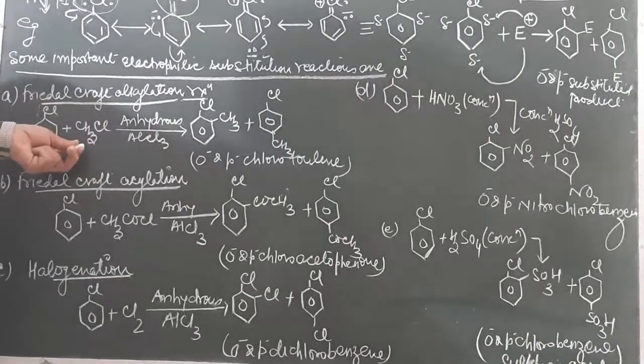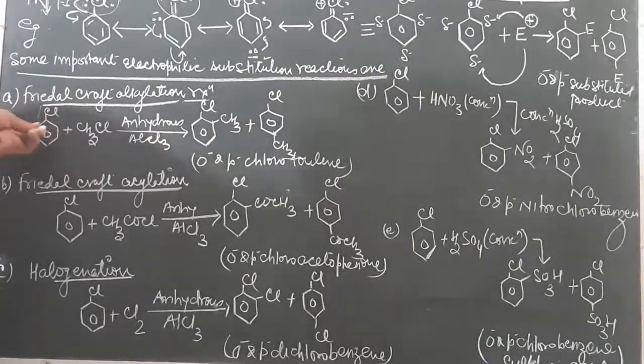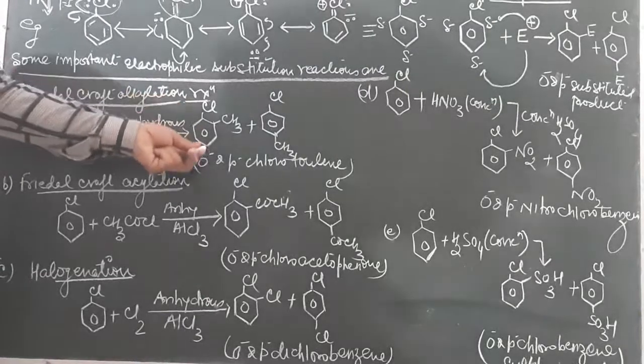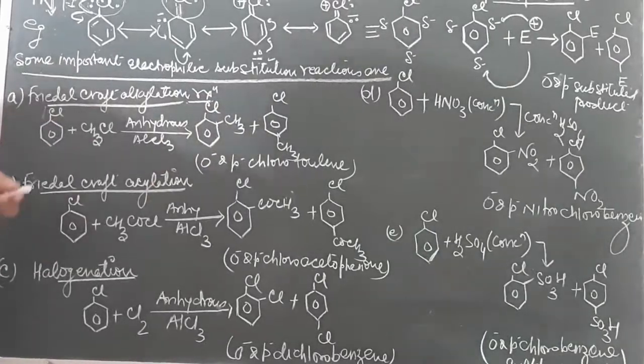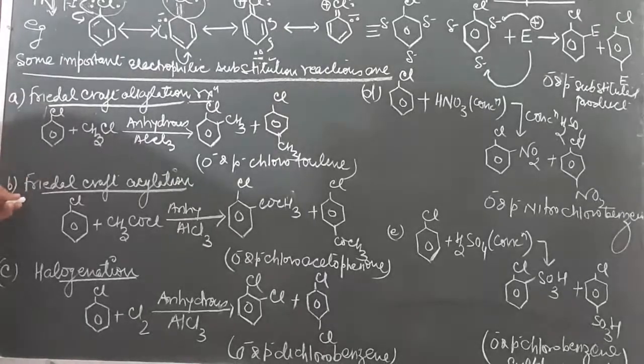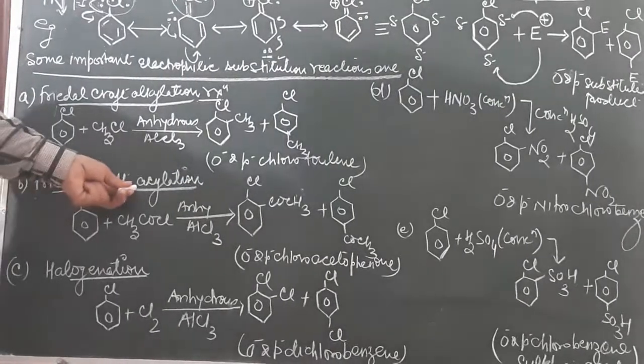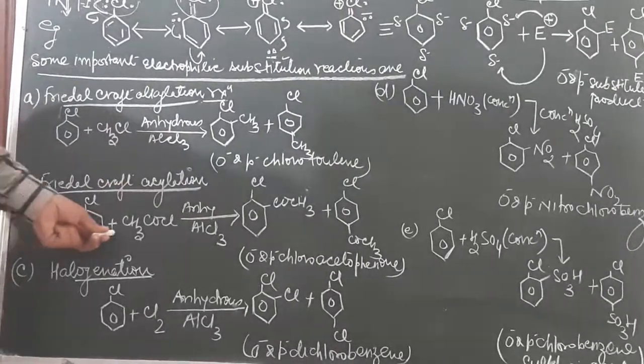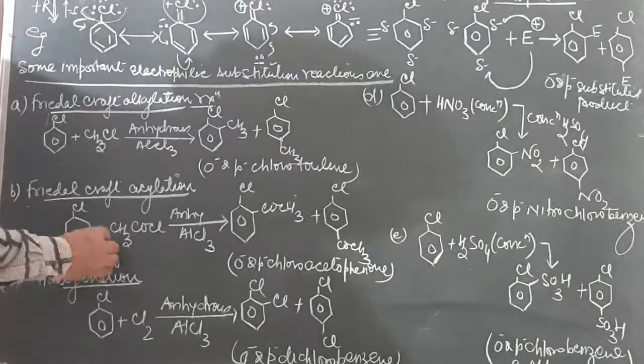Name the electrophile in this reaction: CH3 positive. So in Friedel-Crafts alkylation reaction, ortho and para-chlorotoluene will be obtained when it is carried out for chlorobenzene. Then Friedel-Crafts acylation reaction: chlorobenzene, when made to react with acetyl chloride.